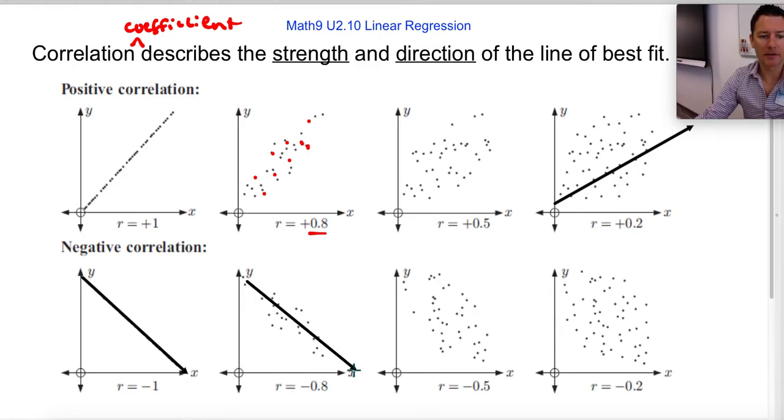Or maybe it's a little looser, right? This is still 0.8, but it's negative because it's going downhill as you read from left to right. This is negative 0.5. It's going downhill, but it's more scattered. This is really scattered, but still going downhill.